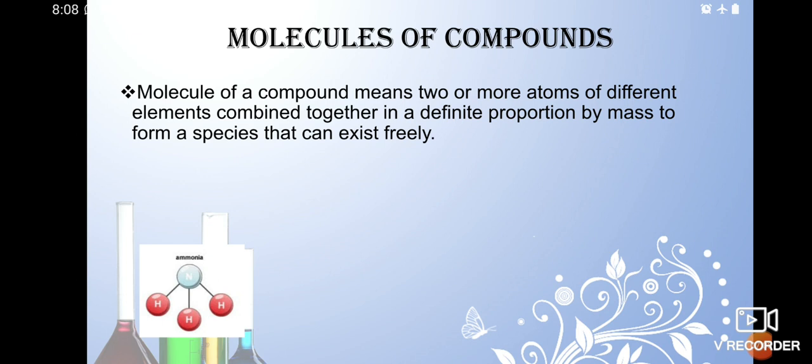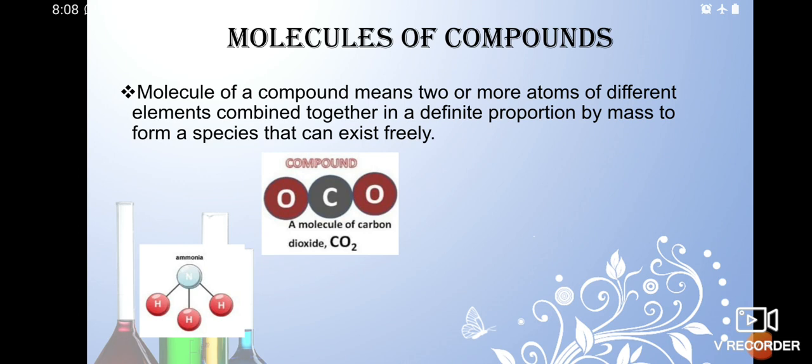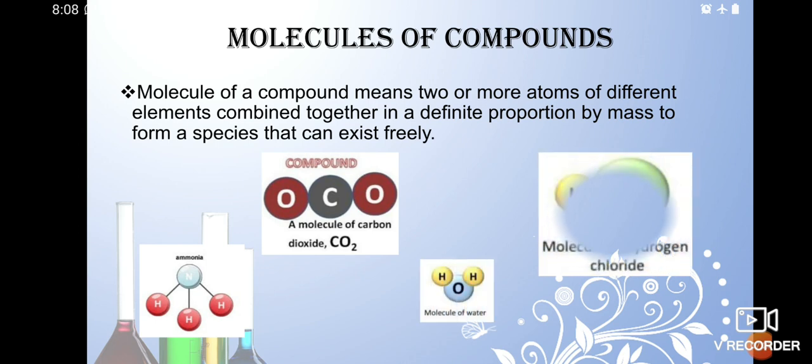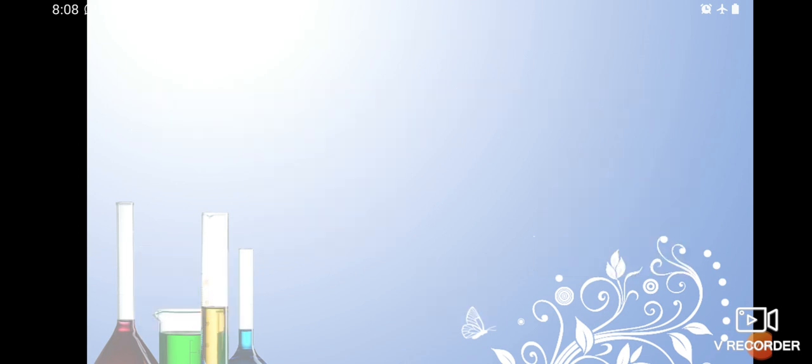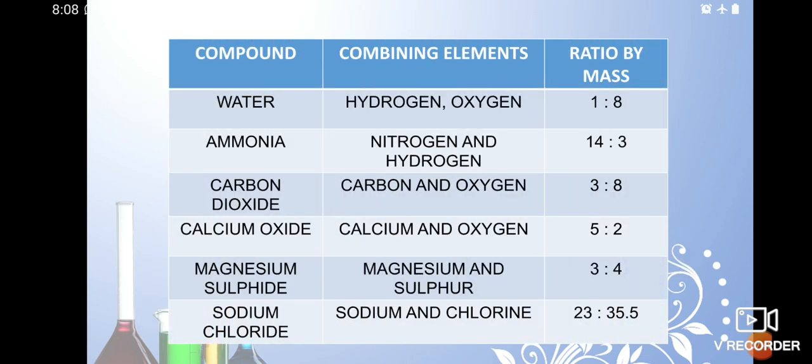That is NH3, ammonia, meaning 1 nitrogen atom and 3 hydrogen atoms are there. Just like carbon dioxide, a molecule of carbon dioxide CO2, and the H2O molecule I already explained to you. Then HCl, a molecule of hydrogen chloride. So in this way the molecules of compounds will form by following different types of elements and following the definite proportions.